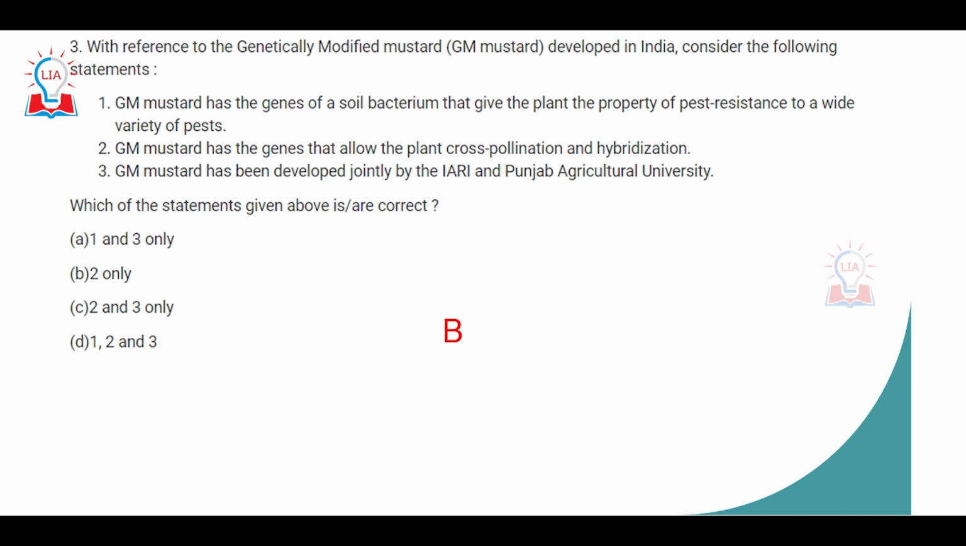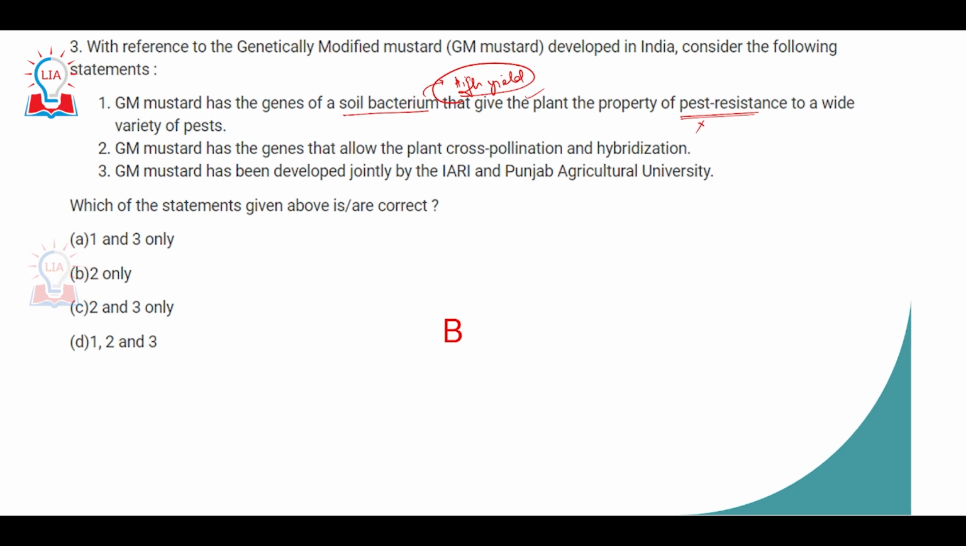The third question is related to current affairs, where it has been asked, with reference to the genetically modified mustard or GM mustard that has been developed in India, consider the following statements. First is GM mustard has the genes of a soil bacterium that give the plant the property of pest resistance to a wide variety of pests. This statement is partially correct, because obviously GM mustard has the genes of a soil bacterium. However, the soil bacterium has been introduced in this mustard not to provide pest resistance, but rather to increase the yield. So the first statement is obviously incorrect.